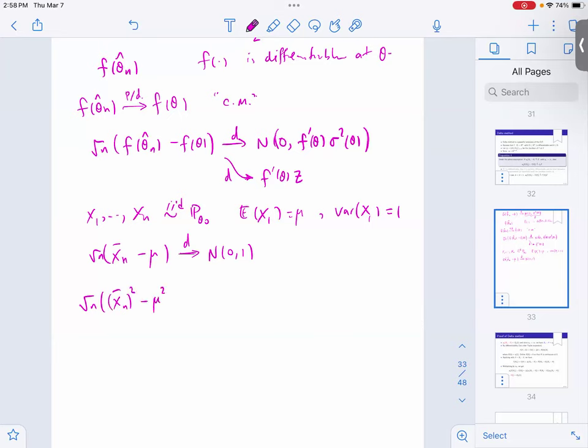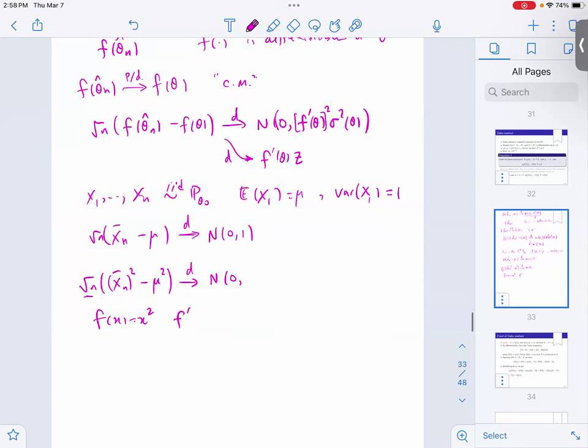Then the delta method says if I form x bar n squared, we saw this in that example where we needed something like that, this is going to be consistent for mu squared. Moreover, this is going to be asymptotically normal at the same rate. Normal with mean zero, and the variance, where f of x is x squared, so f prime of x is 2x. If this was a standard normal, when I multiply, I multiply the variance by the square of that. So it would be f prime of mu squared times one. So it would be normal with mean zero and variance 4 mu squared, if you haven't made any mistake.